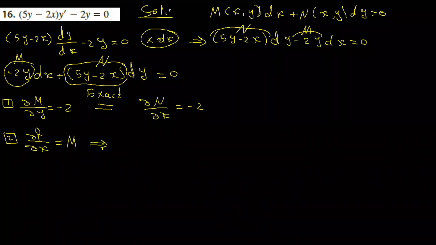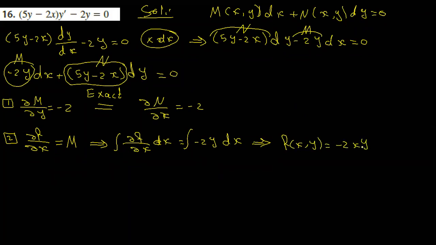If you take the integral of the partial derivative of f with respect to x times dx, that is the integral of my M, which is -2y, times dx. Now this can be written as f of x,y equals -2xy, because I integrate with respect to x, so my y is constant. So I need to multiply by x, plus a function with respect to y. This is my third step.